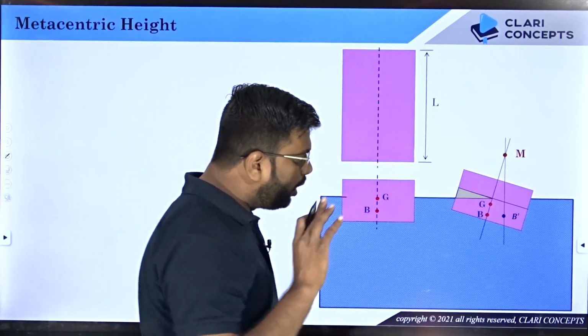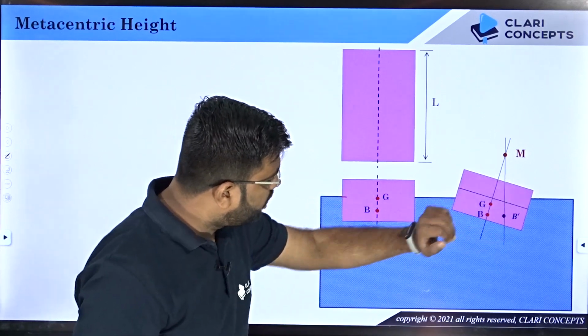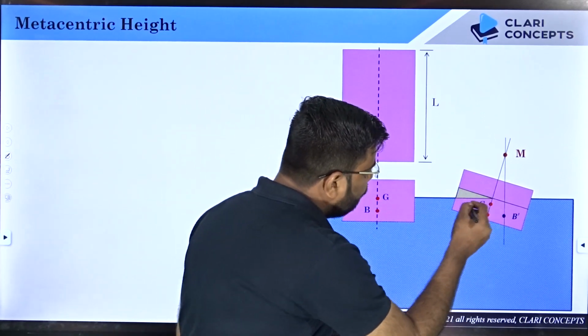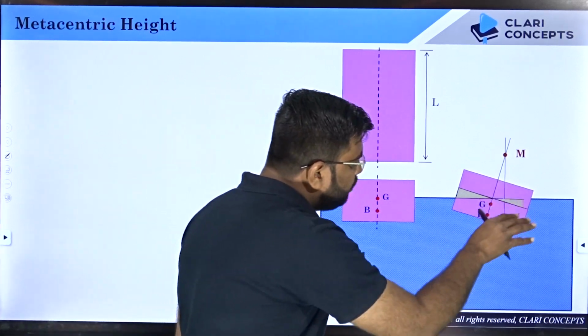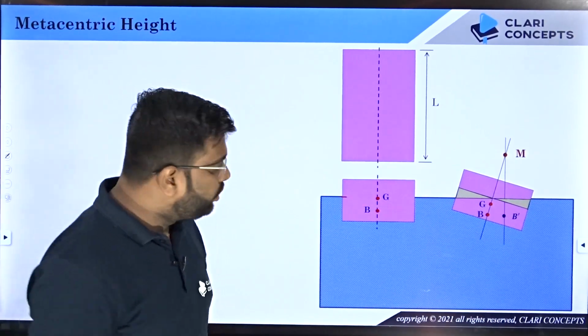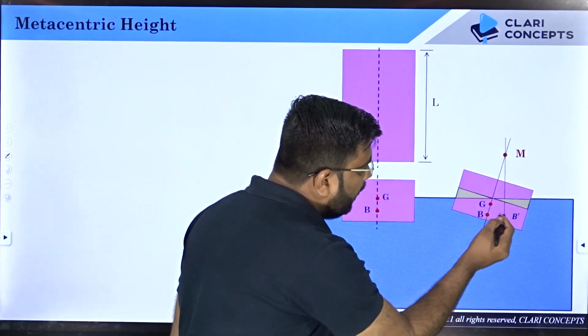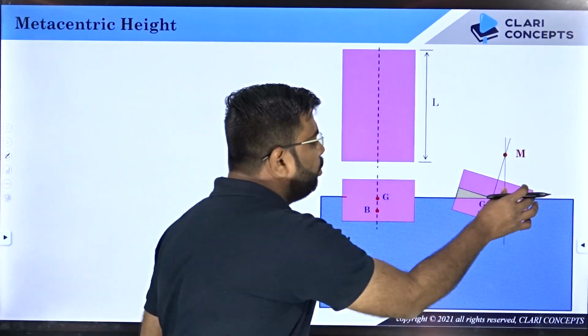Now let me tell you one thing. If you look at it very closely, this portion of the body has come out of the fluid, and this extra portion has immersed in the fluid. The shifting of buoyancy from B to B dash has taken place because of these two portions.